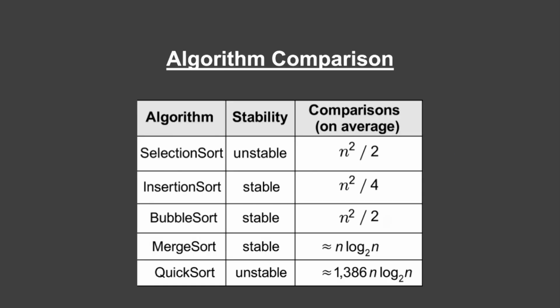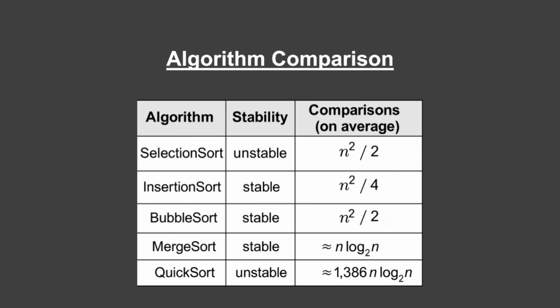Let's now compare all the algorithms. SelectionSort is simple but slow and always does the same number of comparisons. It is unstable and has a time complexity of big O of n squared. InsertionSort is fast on almost sorted lists but slow on reversed ones. So we have a best case running time of n and a worst case running time of n squared.